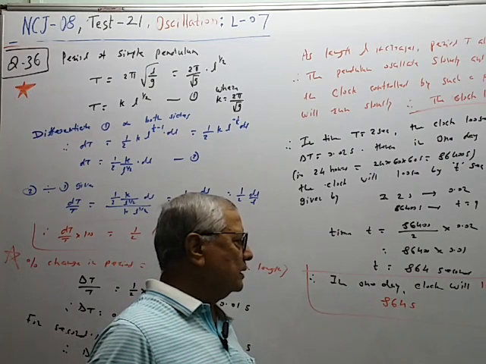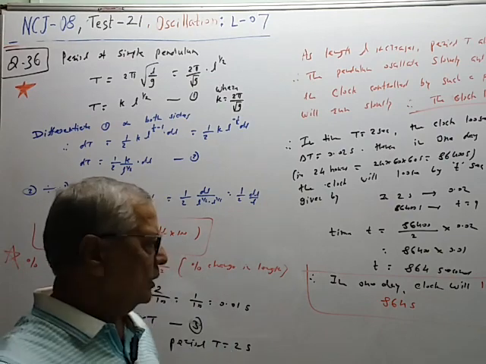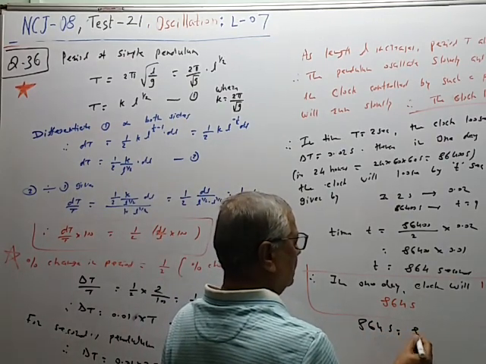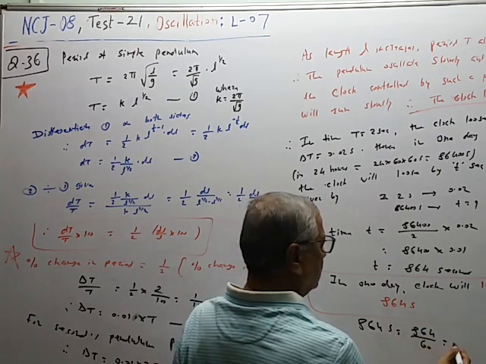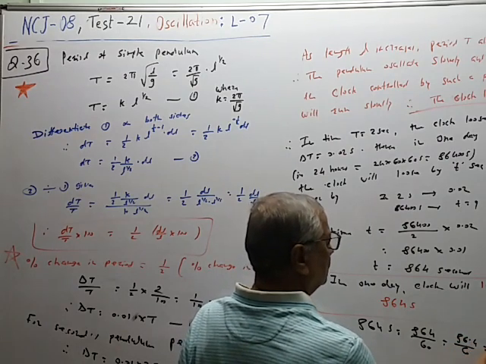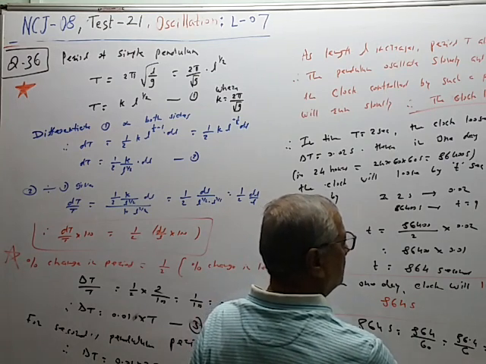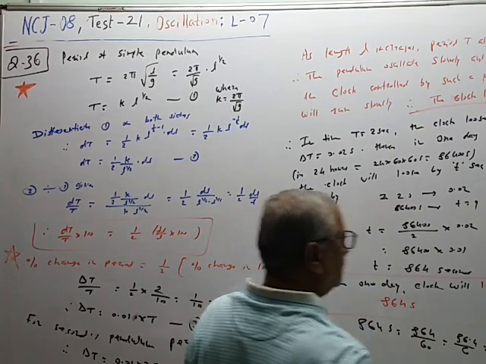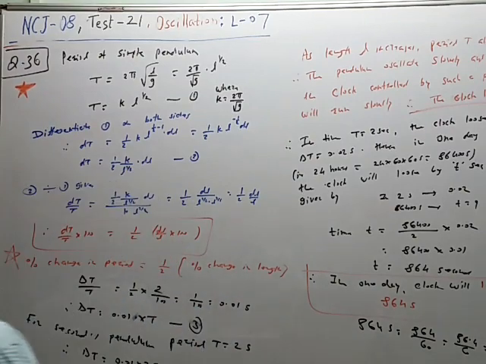14 मिनिट आणि काहीतरी सेकंड येतील. 864 seconds is equal to 864 upon 60. So that is equal to 86.4 upon 6. So that is equal to 14 minutes and 4 seconds. The clock will lose by 14 minutes and 4 seconds.